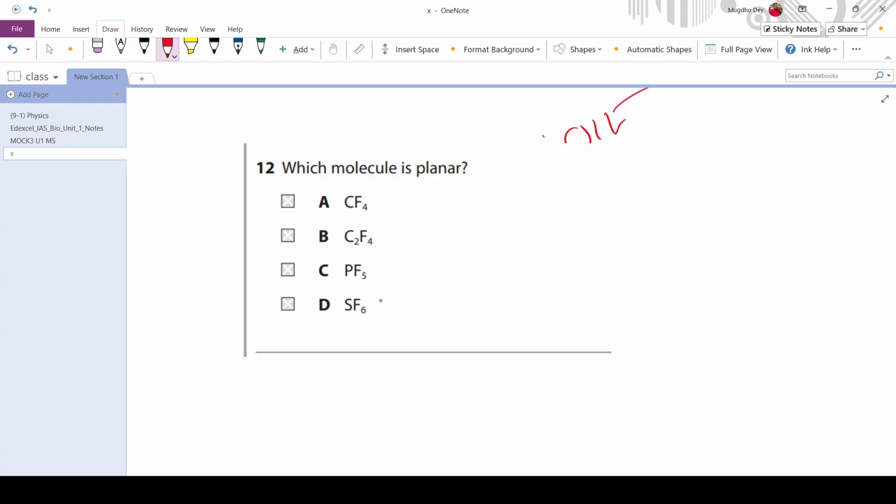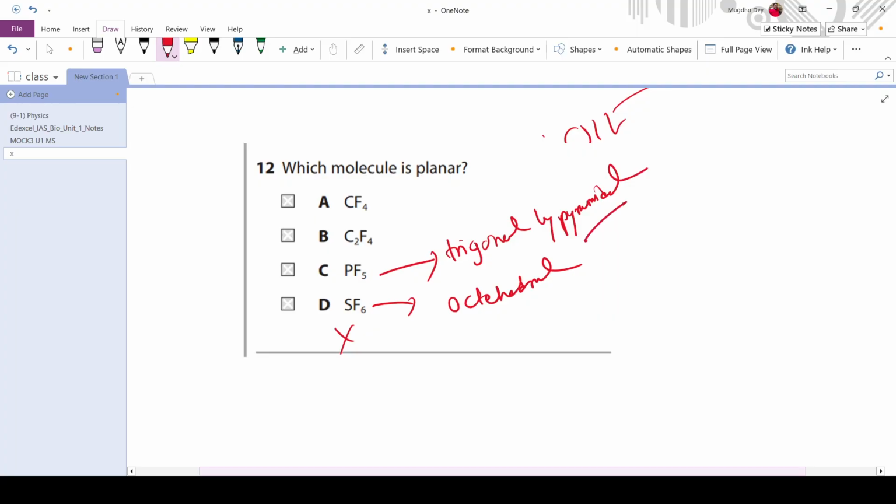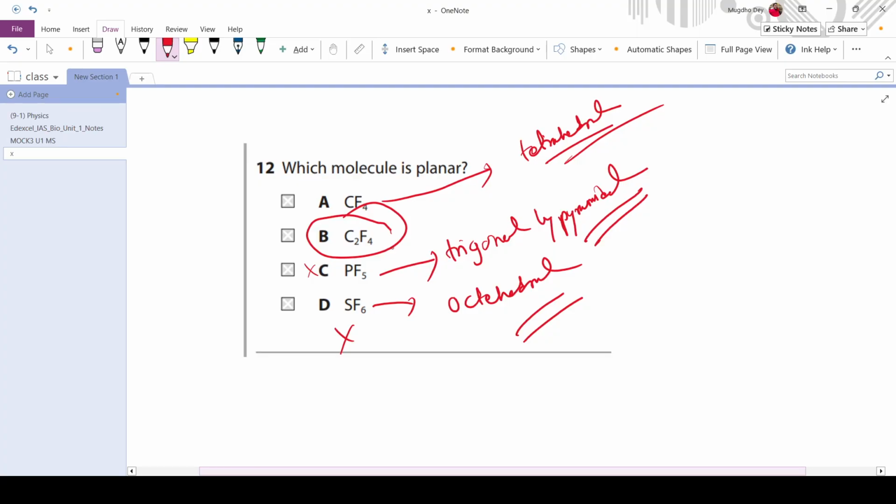I mean, we can say this is octahedral. We all know that, so that's crossed out. If you talk about PF5, then obviously it's going to be trigonal bipyramidal, considering there are five. So that's out. Between A and the others, this is tetrahedral. So most probably C2F4 will be the answer.